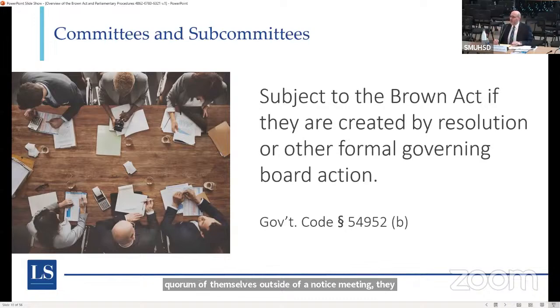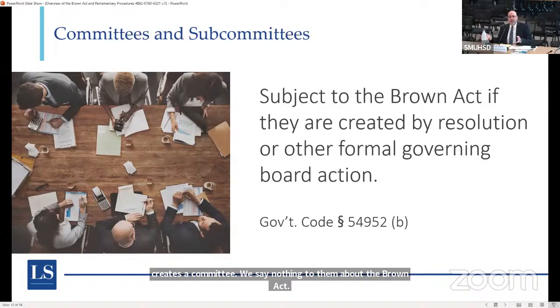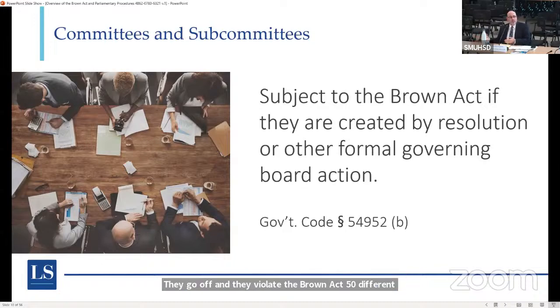And so what districts do all the time is the board creates a committee. We say nothing to them about the Brown Act. They go off and they violate the Brown Act 50 different ways. And they are now getting themselves in trouble because they haven't had this training. One of the important things is the formal governing board action has been interpreted really broadly. So if the superintendent goes to a board meeting and says, I'm thinking of appointing a committee on budget preparedness for the future, whatever the topic is, does that sound good to the board? And all the board members go, yes, no formal vote, nothing. That in itself is probably a board-created committee.